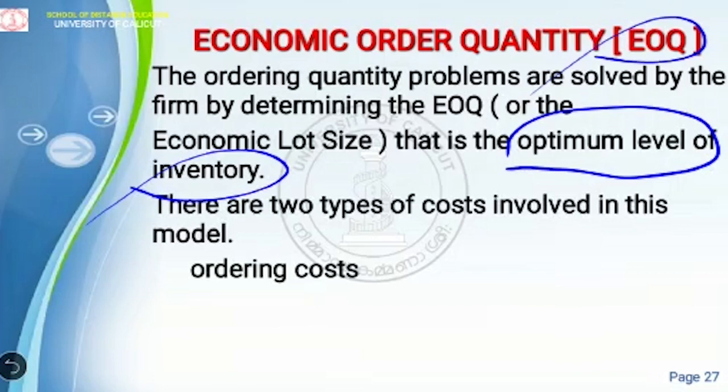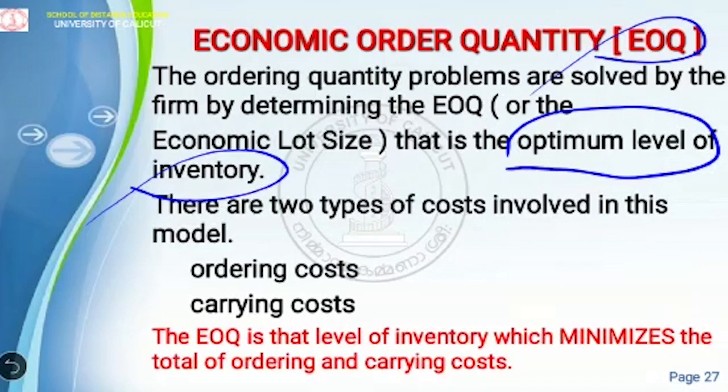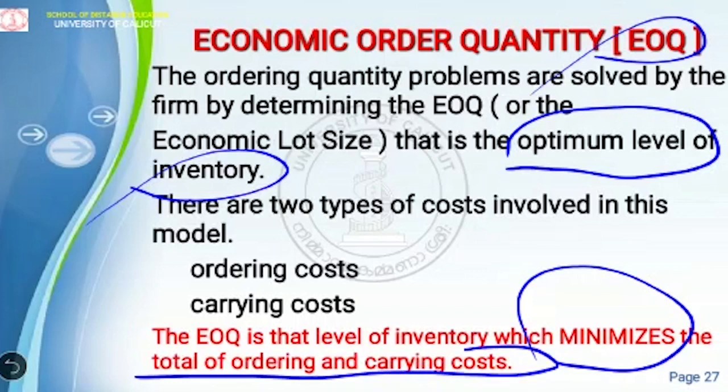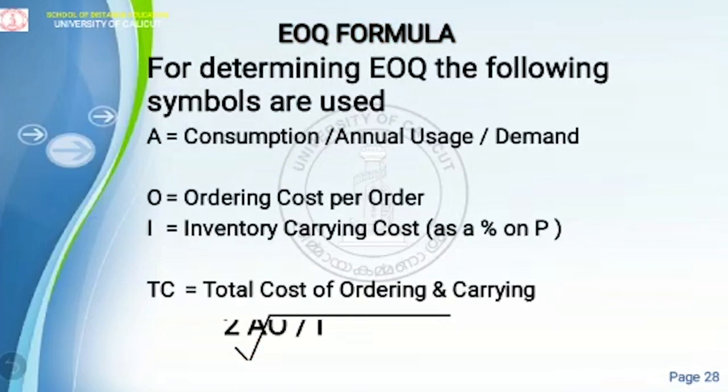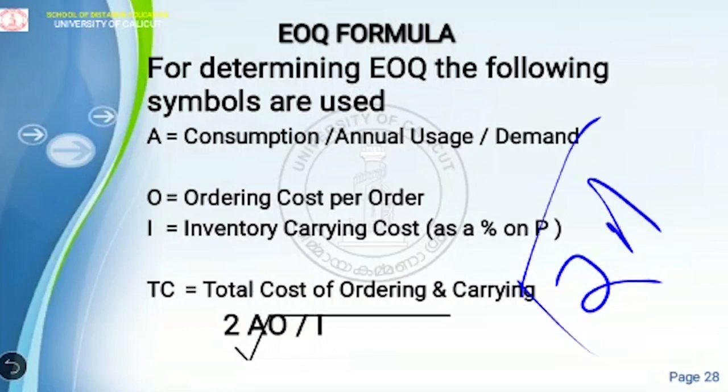Another thing is economic order quantity, EOQ. Ordering quantity problems are solved by determining the EOQ or the economic lot size, that is the optimum level of inventory. You have to consider two types of cost relating to the EOQ, ordering cost and carrying cost. You can find this EOQ by using a formula. EOQ is the level of inventory which minimizes the total of ordering and carrying cost.